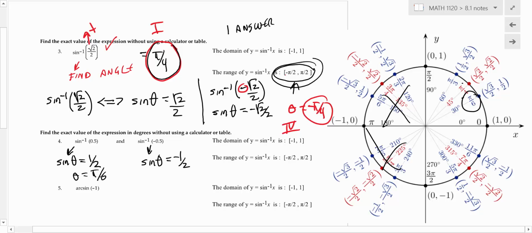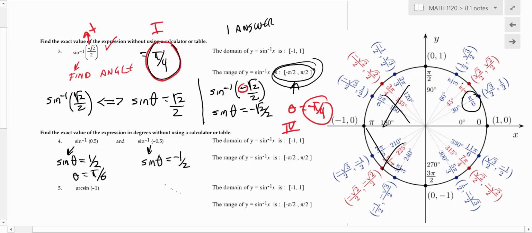Now, where is the sine -1/2? Right there. It's also -1/2 at 7 pi over 6, but you can't give me that answer, or 11 pi over 6, because that's out of that range. So what do you give me? You've got to go clockwise, so what would you give? -30 degrees, or negative pi over 6, right? You have to give a negative answer.